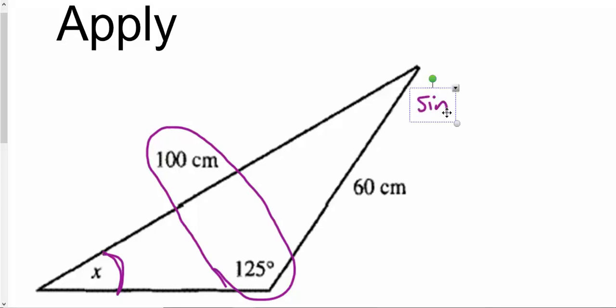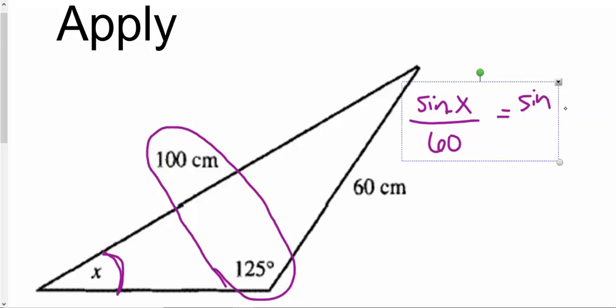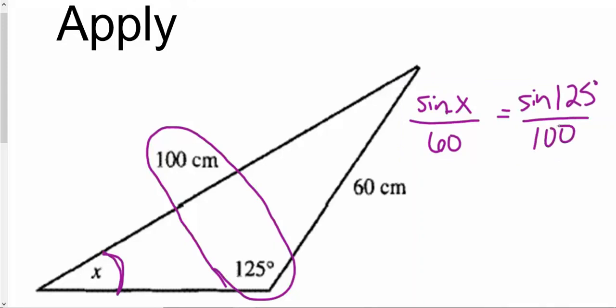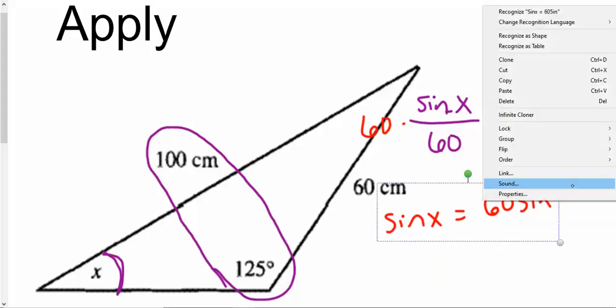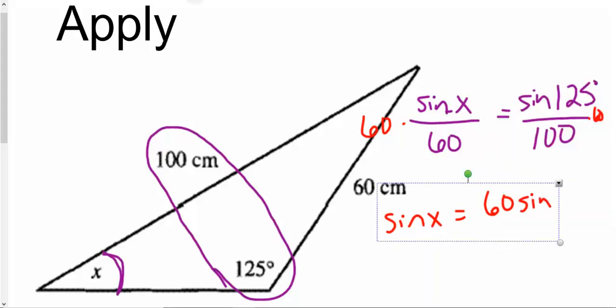So I'm going to say sine of x over 60 will equal sine of 125 degrees over 100. At this point, all we really have to do is get sine of x by itself. So we're going to multiply both sides by 60 here. And this gives us the sine of x equals 60 sine of 125 over 100.